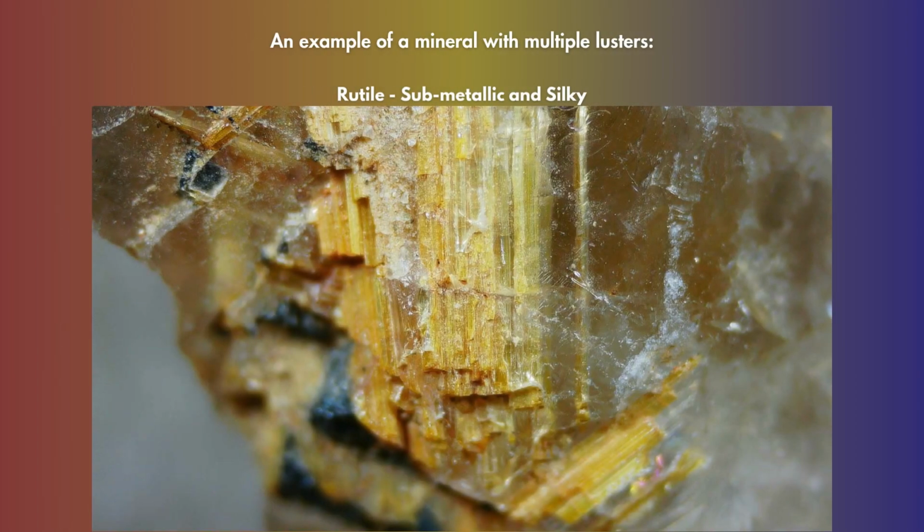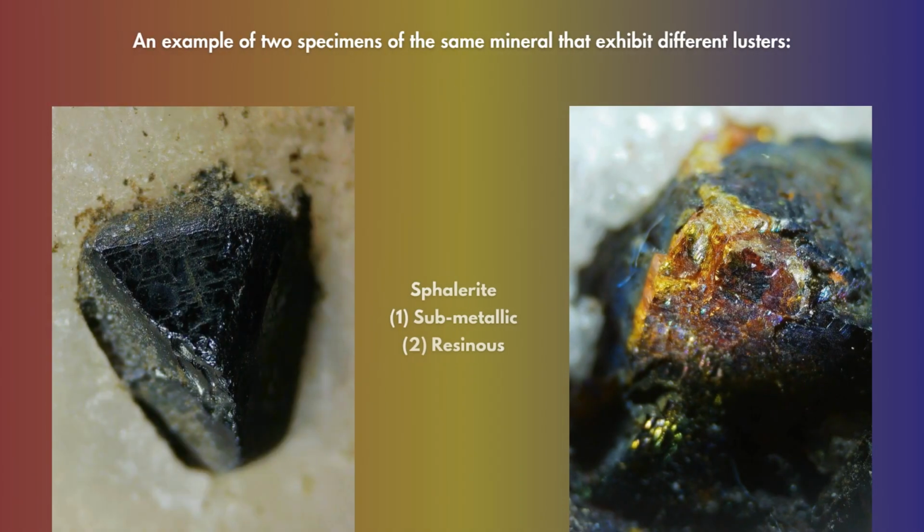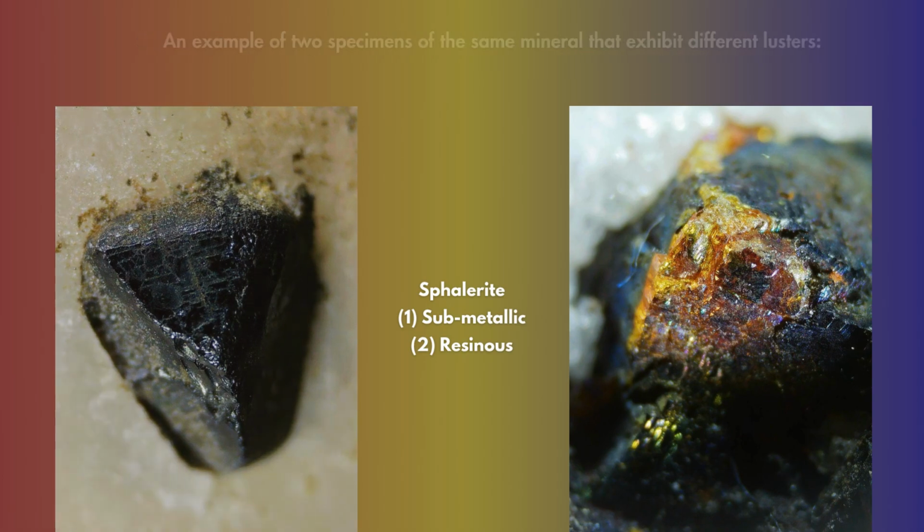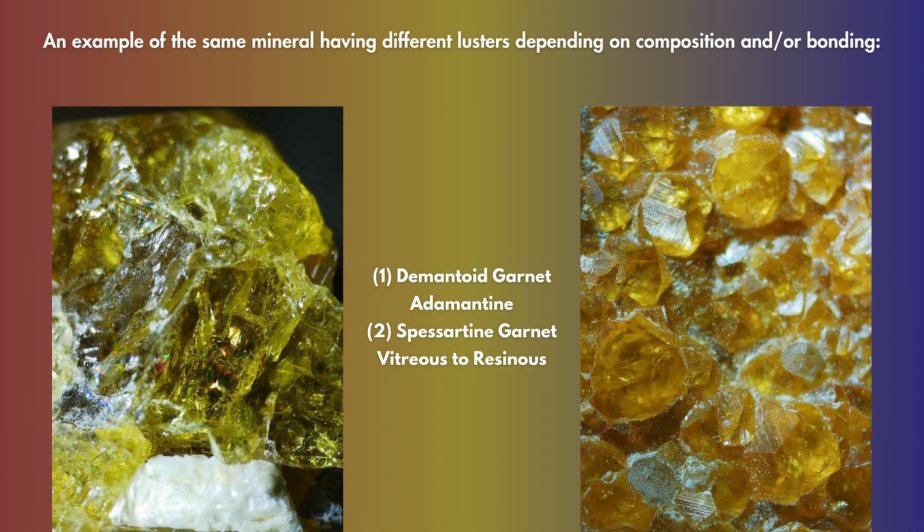Here's an example of a mineral with multiple lusters. We've got rutile with a submetallic and a silky luster. Here's an example of two specimens of the same mineral that exhibit different lusters. So we've got the sphalerite on the left with a submetallic luster, and one on the right with a resinous luster.